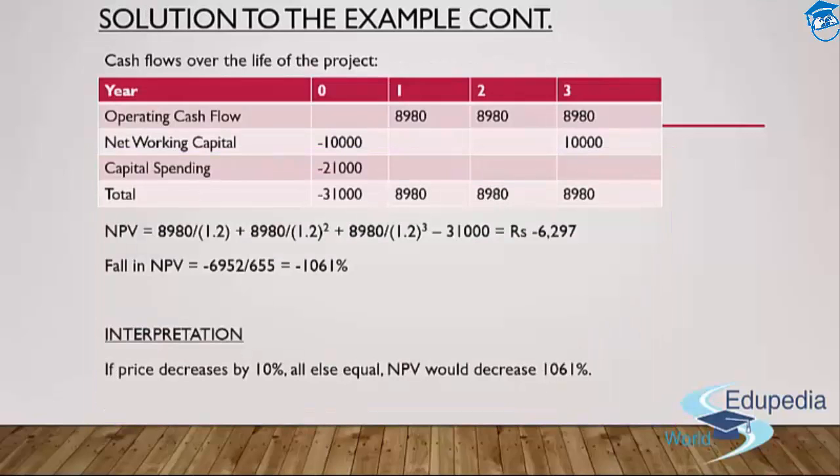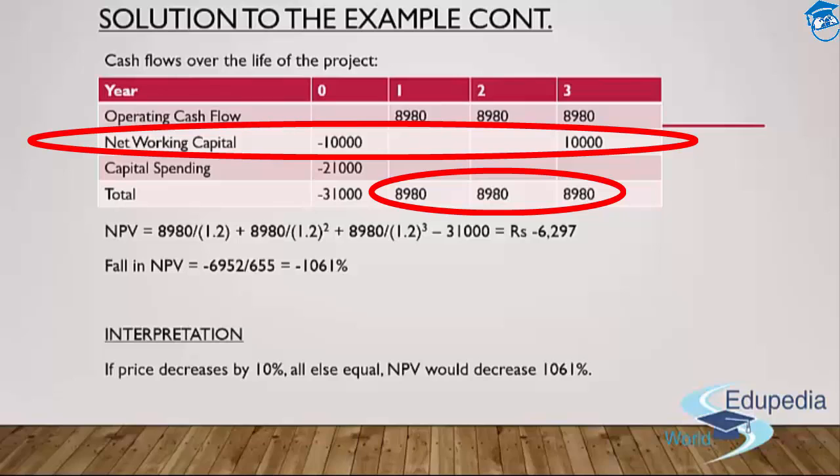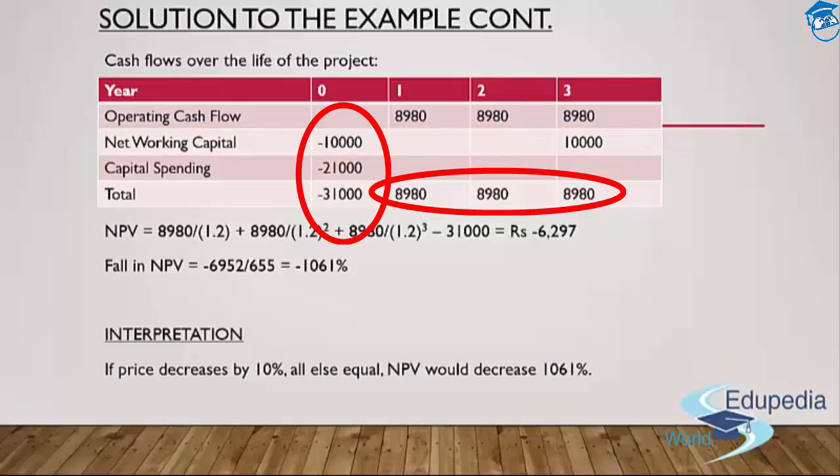8,980 rupees. Now, while applying the same thing to this project as well, I'll get the operating cash flow for all the 3 years as 8,980 rupees. Keeping things the same as the earlier case, net working capital will remain minus 10,000 in year 0 and plus 10,000 in year 3. Capital spending, my project cost would be rupees 21,000 in year 0.